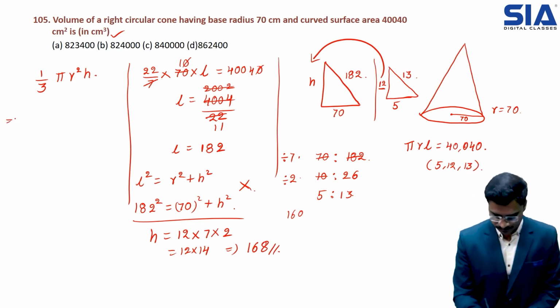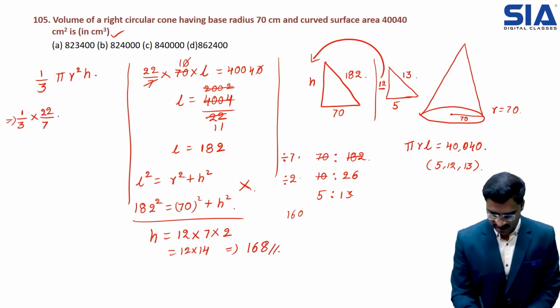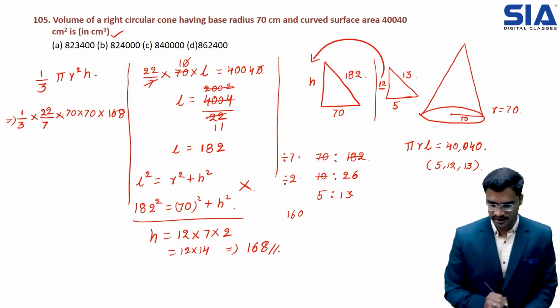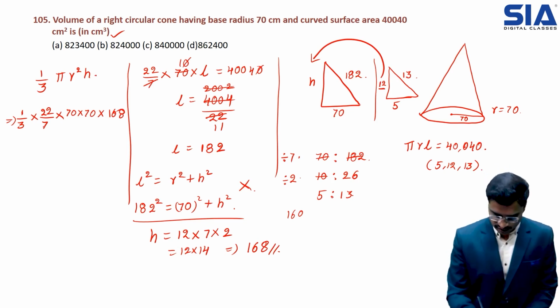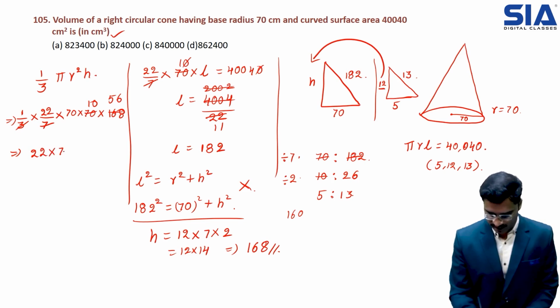So let us see. Volume of the cone is 1 by 3 pi r square h. Pi is 22 by 7, into radius, which is 70, multiplied by 70. Height is 168. So let us solve. 7 tens are 70. 3 fives are 15, 3 sixes are 18. So I am left with 22 multiplied by 700 multiplied by 56. So let us separate 22 into 7 into 56 into 100.